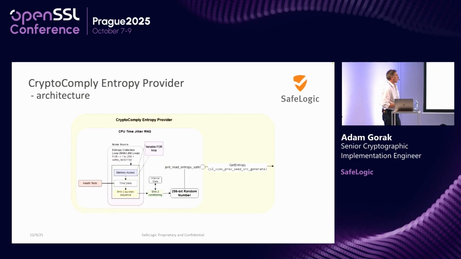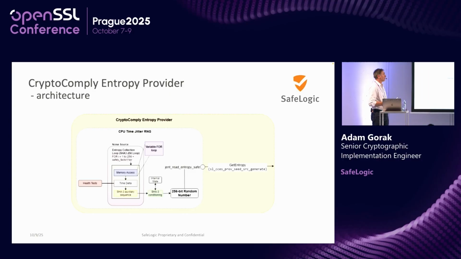Okay, this is a simplified architecture of the crypto-comply entropy provider. This architecture corresponds to the overall design of the entropy source shown on the previous slide, and it's based on the jitter entropy library, wrapped with the OpenSSL provider. The seed source generate function is the implementation of the getEntropy conceptual interface. This function in turn uses the jent_read_entropy function to fetch the entropy data.